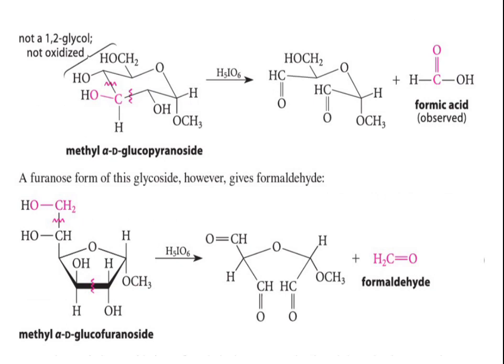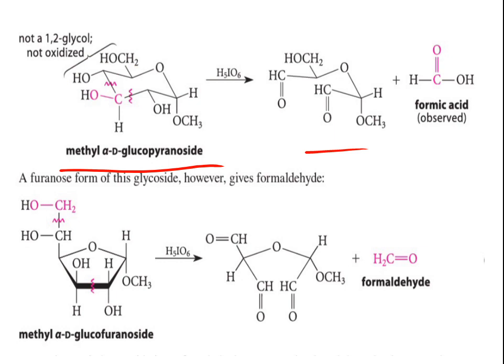Now see this one. You are oxidizing the methyl alpha-D-glucopyranoside. You are getting this molecule and this molecule. This bond and this bond are being broken, but not these two. These two cannot be oxidized because these two are not a cis diol.